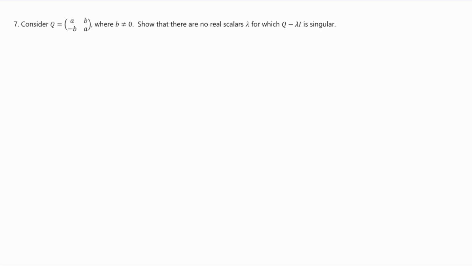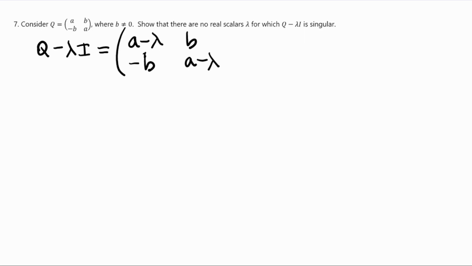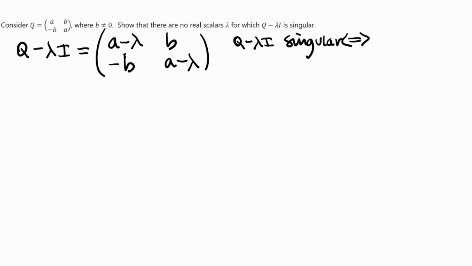And the last one, I think this one's actually going to go down a little bit easier. And we're going to show that there are no real scalars where q minus lambda I is singular. Okay, so we're going to try to set the determinant equal to 0, and we're going to see it's not going to happen. So we're going to go over here, and I'm going to say, all right, q minus lambda I is equal to a minus lambda, b, negative b, and a minus lambda again. Okay. I'm also going to put off to the side that q minus lambda I is singular if and only if the determinant of that matrix is 0.